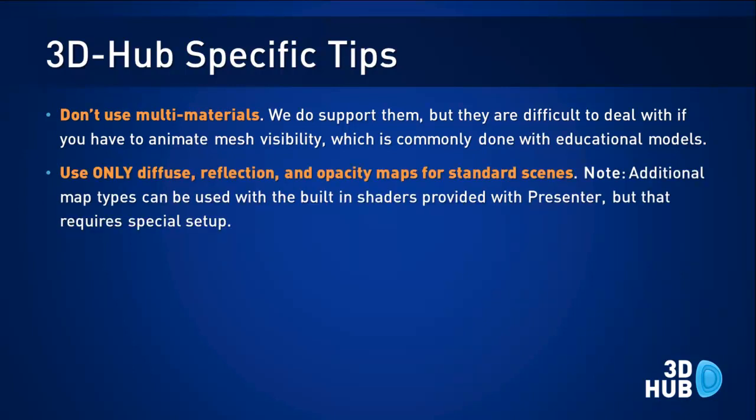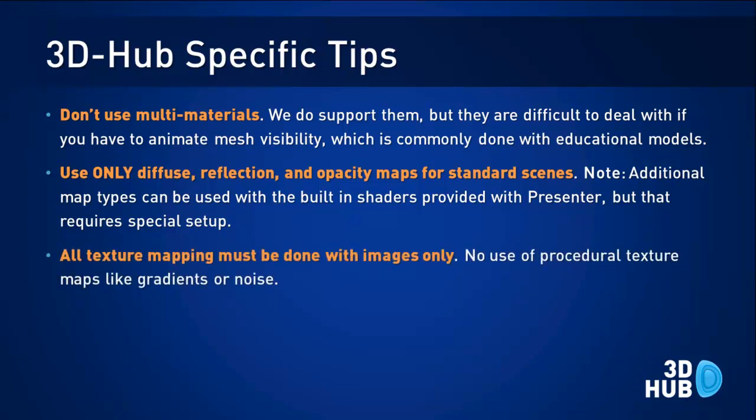Going back to what I said earlier, we only try and use diffuse, reflection and opacity maps in a standard material. Additional map types can be used with the DirectX shaders provided with Presenter, but that does require special setup, and we will be covering it in a further lesson, but it won't be in this one. And the penultimate thing, all texture mapping must be done using images. We don't support procedural textures, so things like gradients or noises.